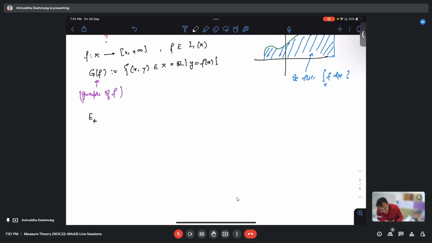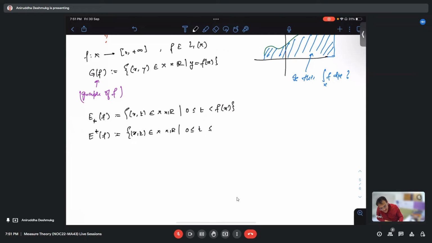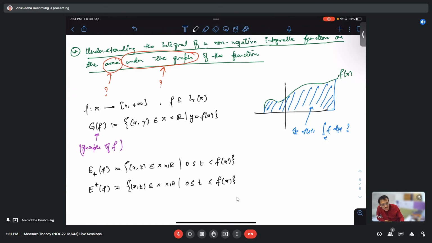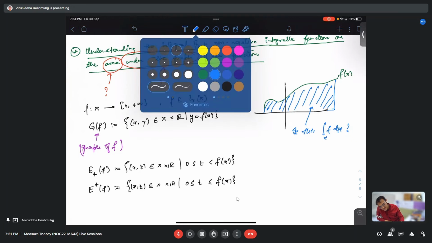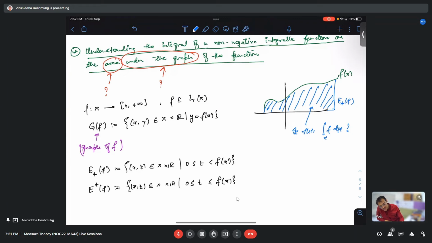Let us look at E lower star f as all those (x, t) in X cross R such that t is non-negative, I could have written 0 infinity instead of R, and t is strictly less than f(x). And let us write E upper star f as all those (x, t) in X cross R for which t is non-negative, and now t could be equal to f(x). So what is the difference? This only the blue shaded area, that is our E lower star f, and the blue area along with the green area, that is E upper star f.